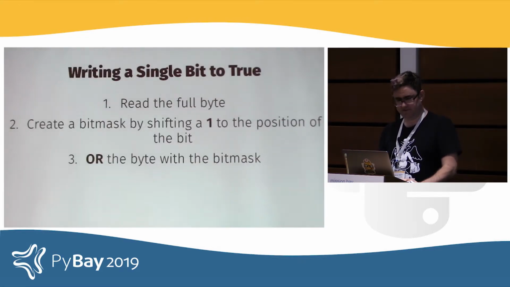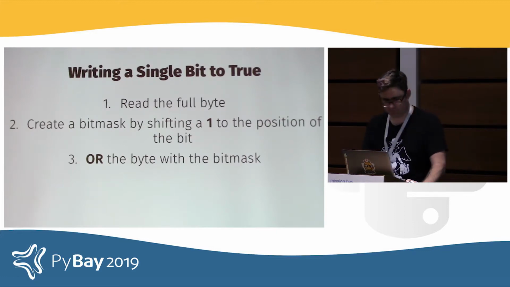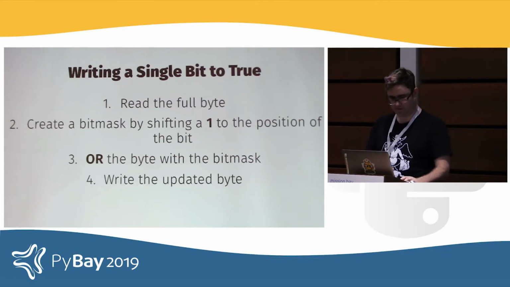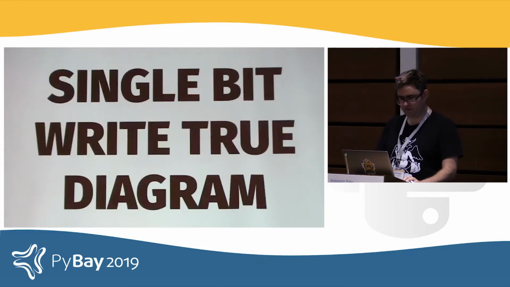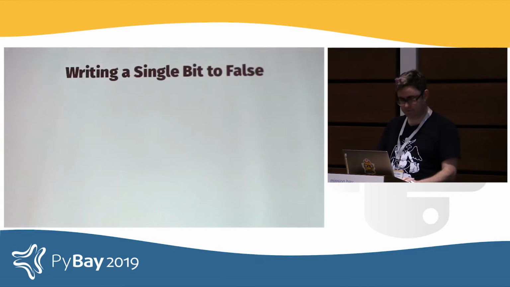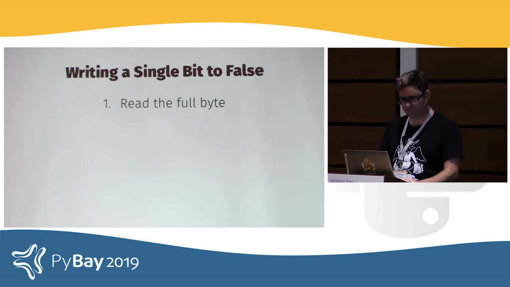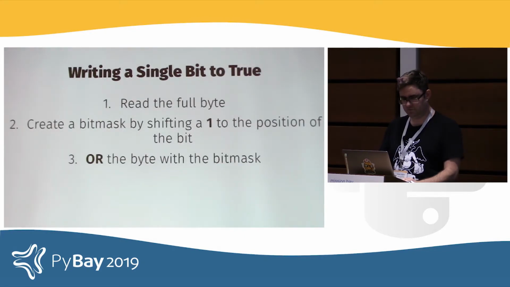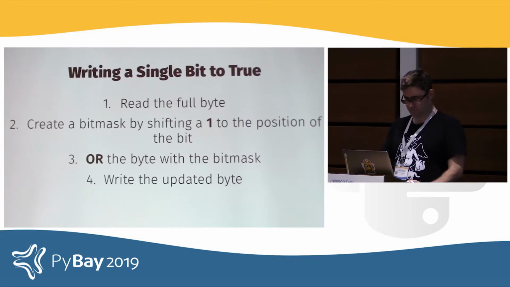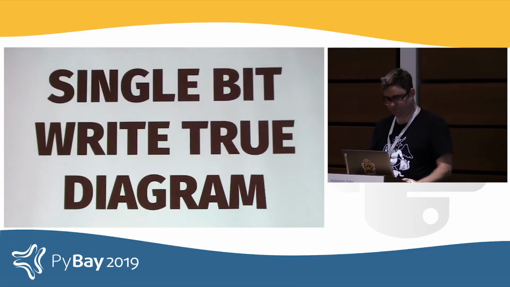Writing a single bit, same basic idea. Create a bit mask, shift it over. You OR the byte with the bit mask, and you write the updated bytes. Right, so setting a bit to true and setting a bit to false are a little bit different. You have different approaches. When you OR with a bit, the ones will win, so you'll always, for sure, get the 1.